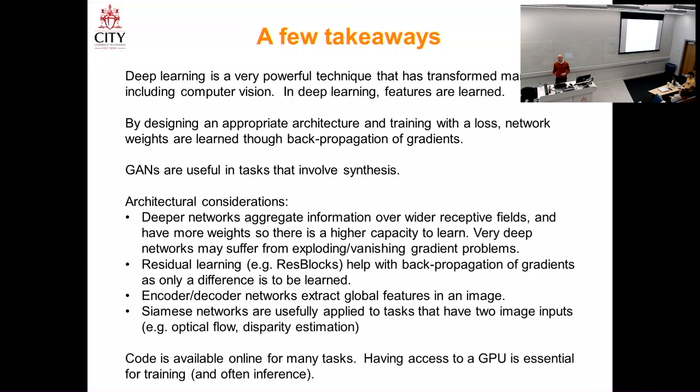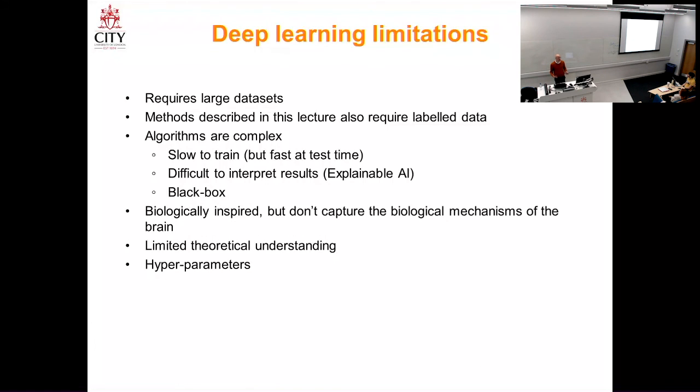Deep learning is setting the state of the art in many of these problems. But there are also some limitations to deep learning that you should be aware of. First of all, to do deep learning, you're going to need large data sets. If your data set's too small, deep learning is probably not the right tool. The methods described in this lecture required labeled data. Okay, so everything I talked about tonight is supervised learning.